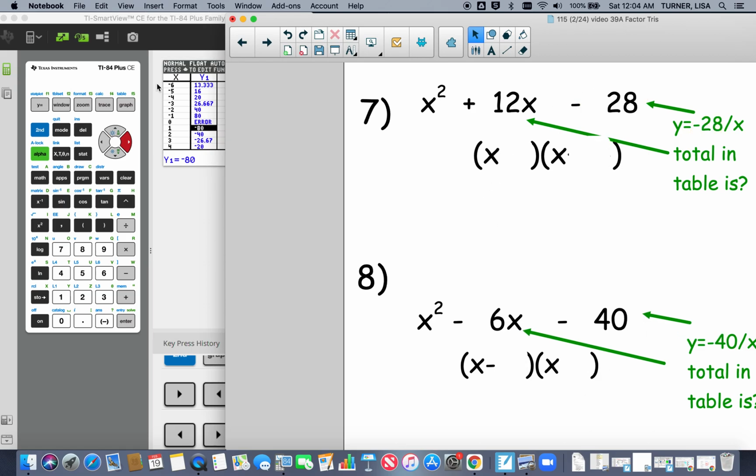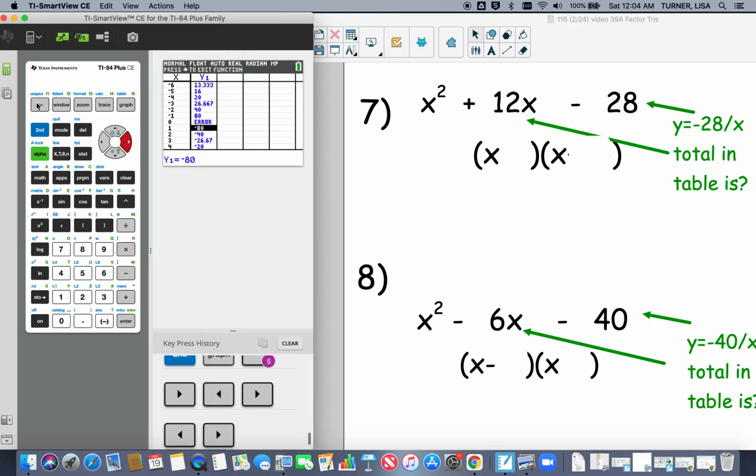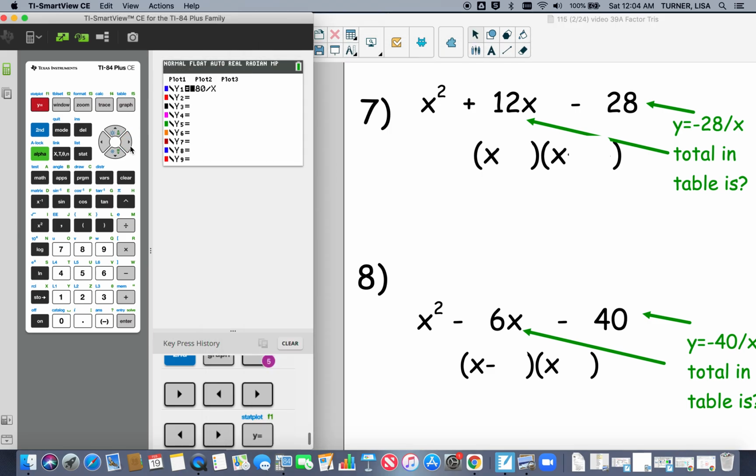This is a different number here, so let's put in a negative 28. Remember, you can just type over that 80 there. I'm going to type in my 28. Please do this with me. Doing it along with me will solidify it in your brain. That hand-eye coordination, that tactile practice of it will help. So I'm looking for factors of negative 28 that add up to a positive 12.